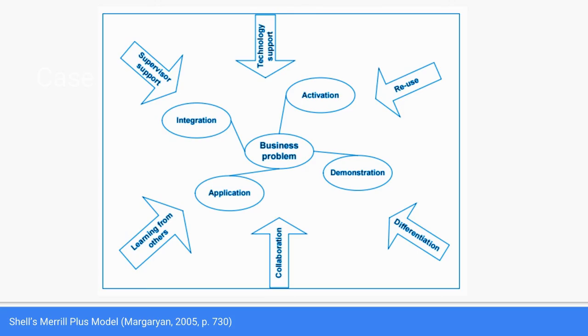When Merrill's first principles were used in Shell's corporate training program, the instructional designers found that they needed to expand upon them, as depicted in this diagram. For instance, they noted that they needed to think more about collaboration among learners and colleagues, and about knowledge sharing and learning from experts, mentors, and others in the organization.